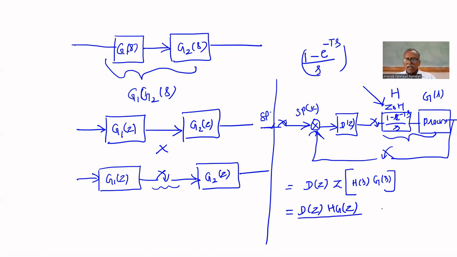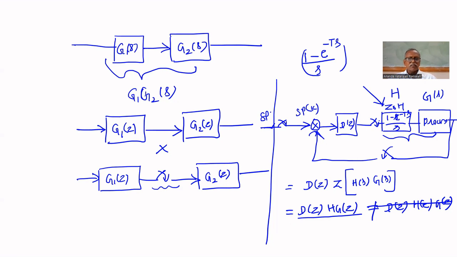Therefore, this way only you can multiply. But if you write D of Z, H of Z, G of Z, this is not equal. This is wrong. There is no sampler between the zero order hold and the process. That's why we have to multiply these two in the S domain, then find the transfer function. That's why you will get D of Z, HG of Z. This is the forward path transfer function.